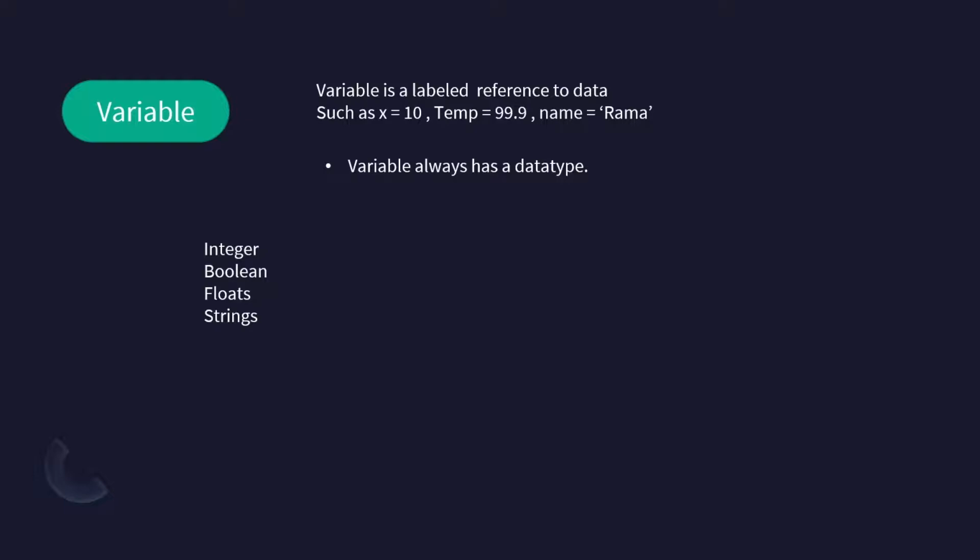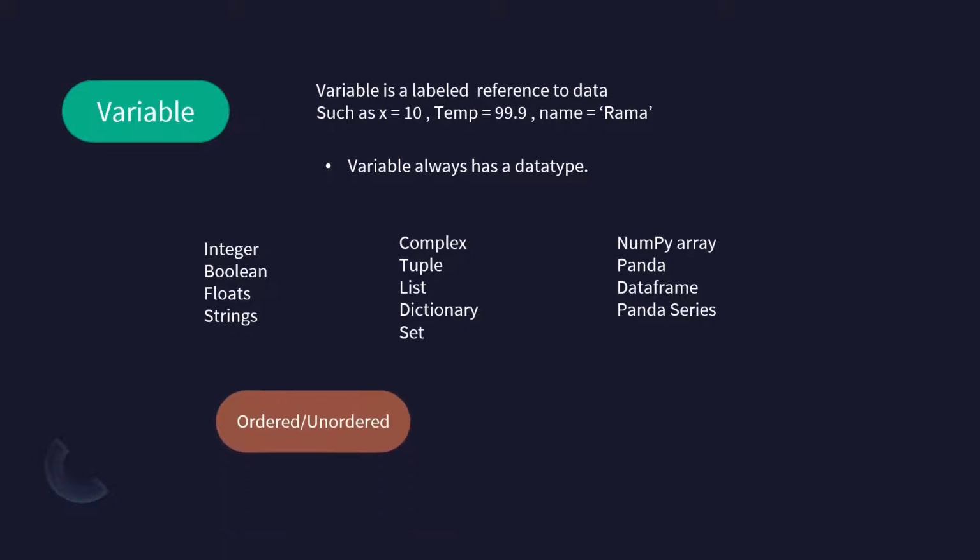The various data types associated with variables are primitive data types, such as integer, boolean, float, string, and then we have derived data types such as complex, tuple, list, dictionary, set, and similarly some advanced data structures such as NumPy array and Pandas DataFrame and Pandas Series.